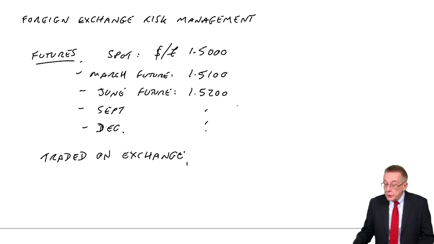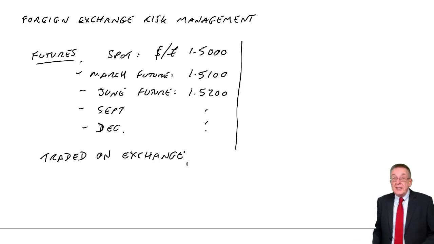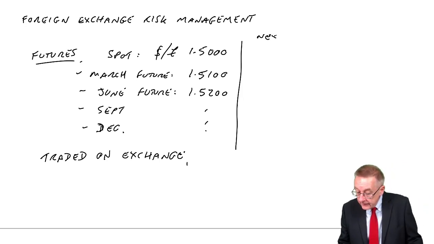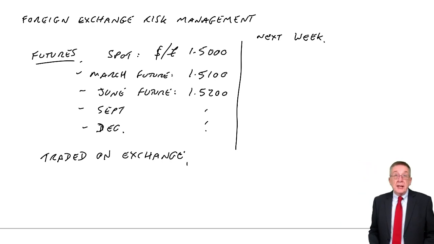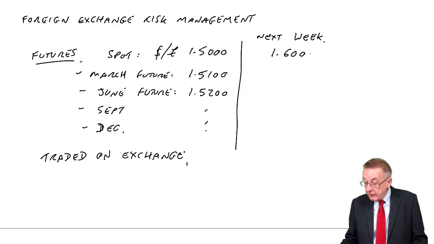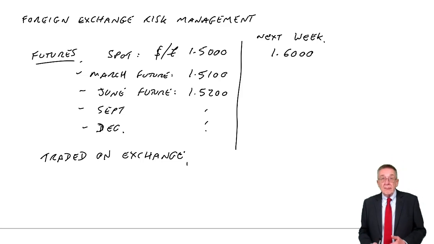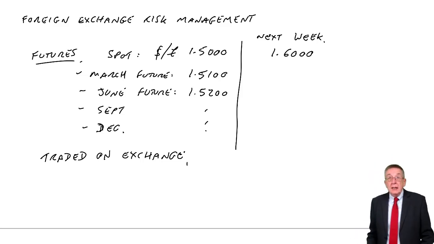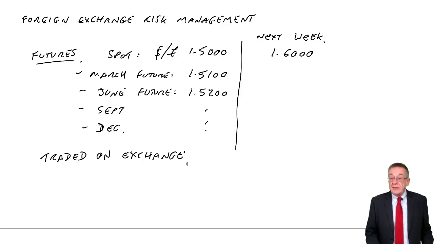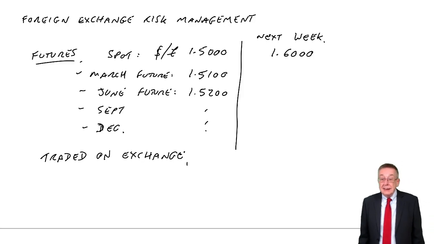Because the prices will change. You know, today, spot rate is 1.50. Maybe if we came back next week, obviously, the spot rate stands to have changed. Maybe in a week's time, the spot rate may have changed to 1.6000. And equally, the prices they're quoting for these futures, conversion at the end of March, conversion at the end of June, and so on, they will have changed as well.